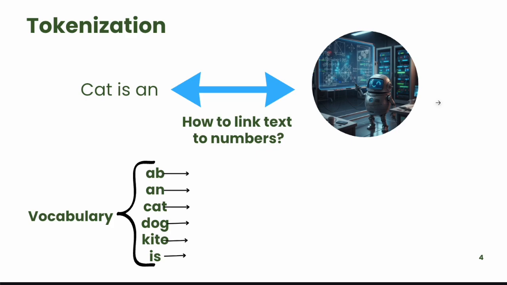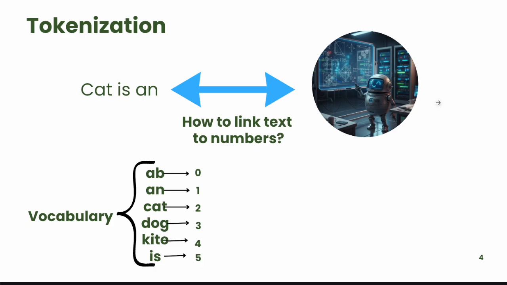But you have a vocabulary, and then using the vocabulary you can order each of the different words alphabetically, right? So AB comes first, and then AN comes, and then you have cat, dog, kite, and is. So in this case you have only 6 words in the vocabulary. Usually this vocabulary would contain tens of thousands of words. Okay, and then we index these words based upon the location they have in the vocabulary. So AB is 0, AN is 1, cat would be 2, and so on.